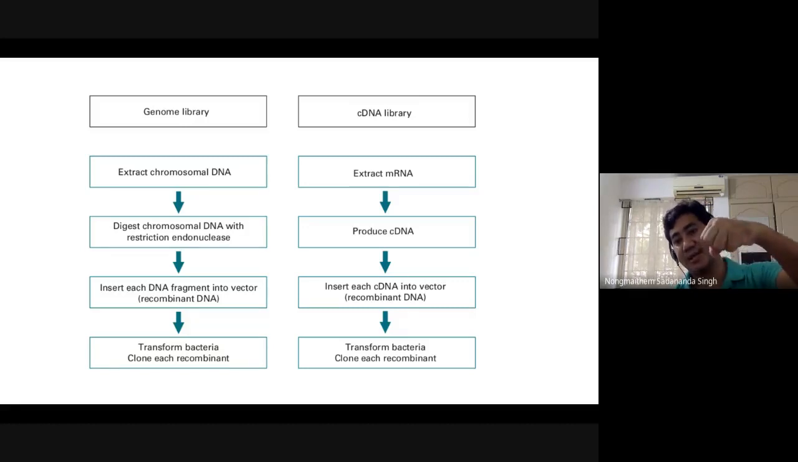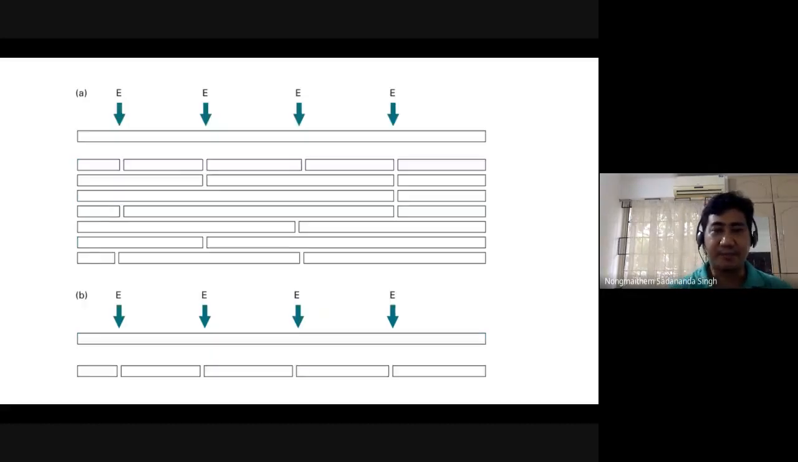What all elements are going to be there in this expression vector is for later. But for the time being, the difference here is that in the genomic library, you start with the genomic DNA or genome of that particular organism of interest. In the case of cDNA, you start with mRNA as the starting material.